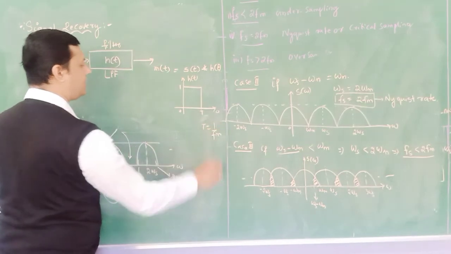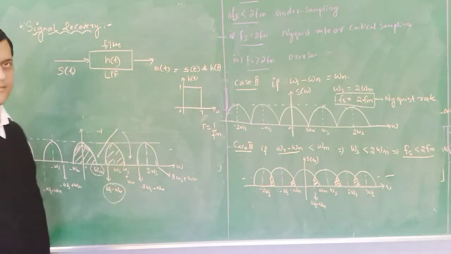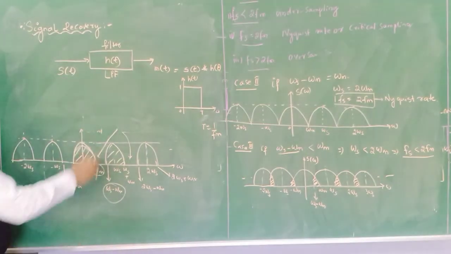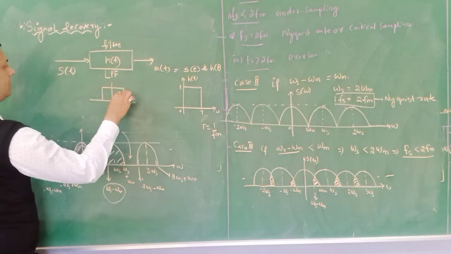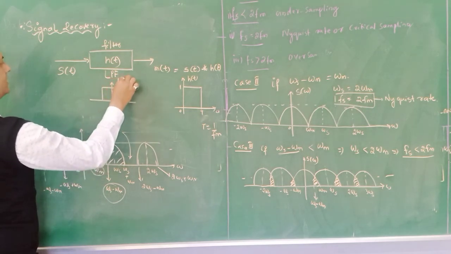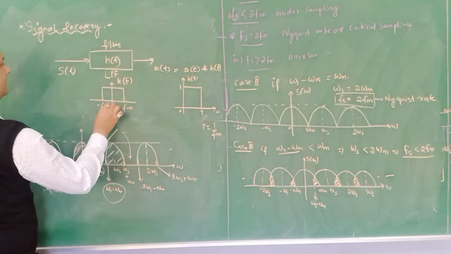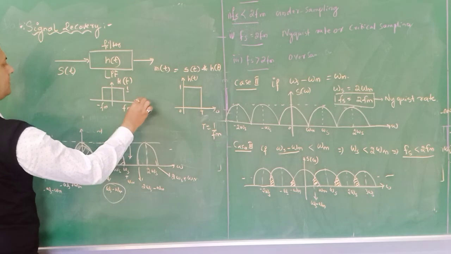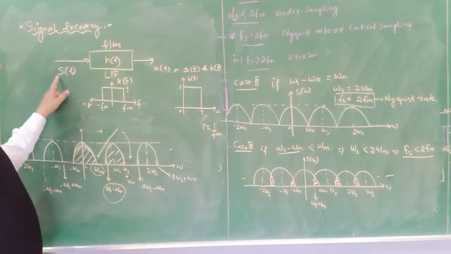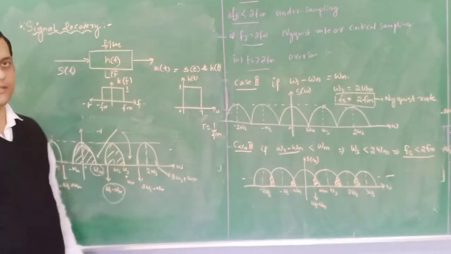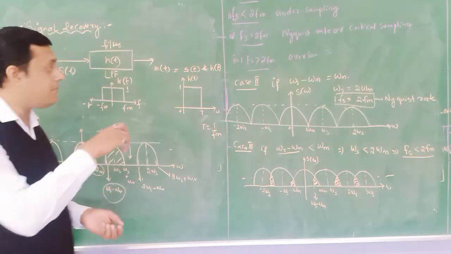We need to extract the modulating signal, and for that time period it is 1. Ideal case, let us consider. My filter response will look like this. It is H(f). This is Fm, this is minus Fm, and this is 1. So when the sample signal passes through this filter, I need to recover my modulating signal. Step by step we will see.